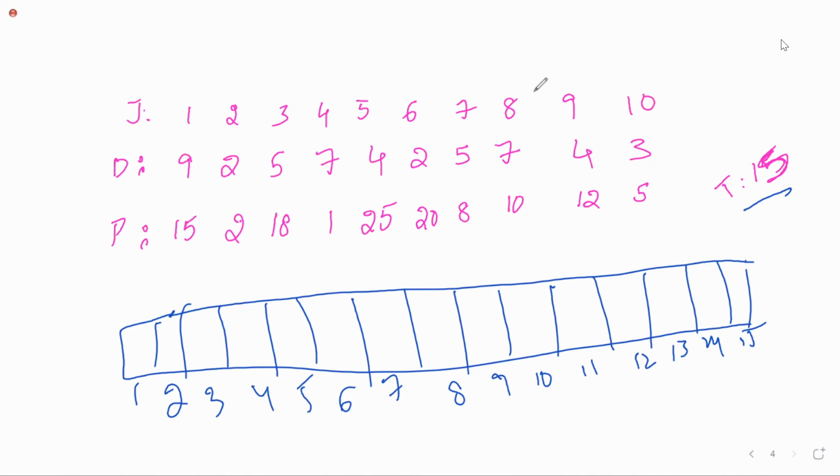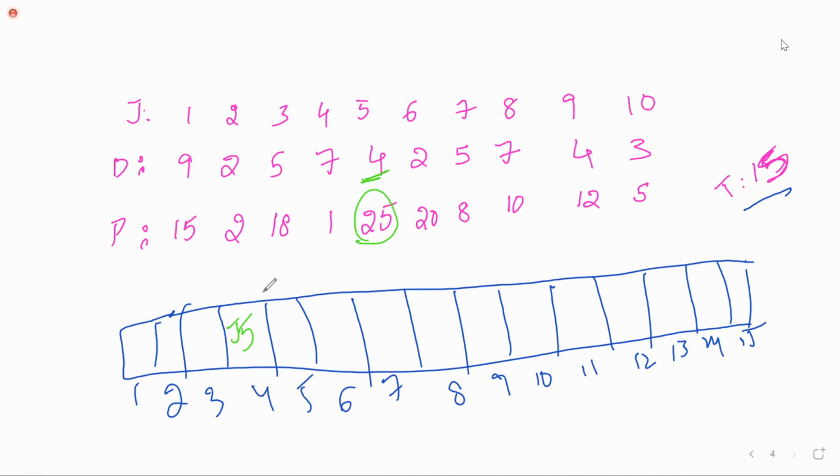Now, who is paying you the highest profit? Job 5 is paying the highest. What is the deadline of job 5? 4. So which slot will you assign? Check whether slot 4 is free or not. Yes, it is empty, so you execute job 5 here. Next, who is paying the next highest profit?